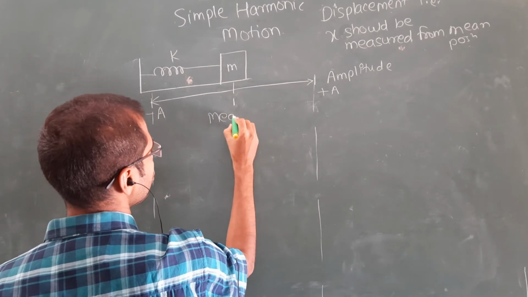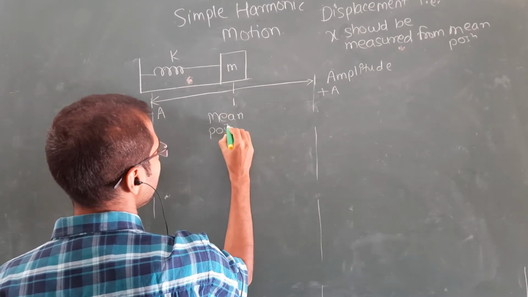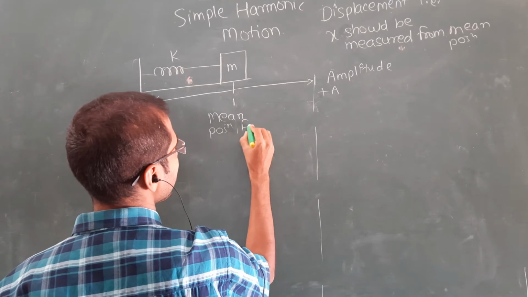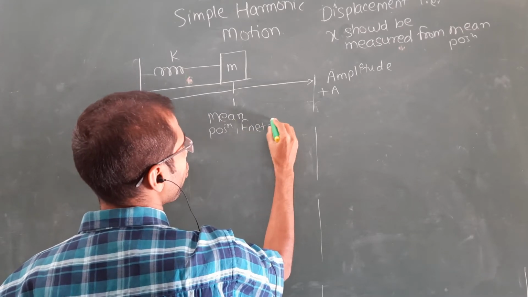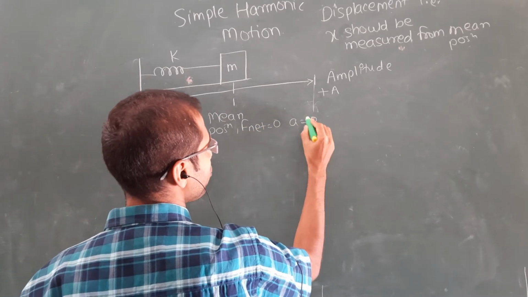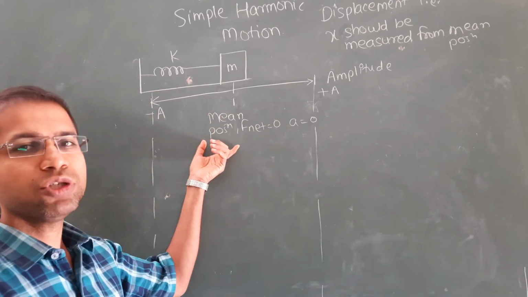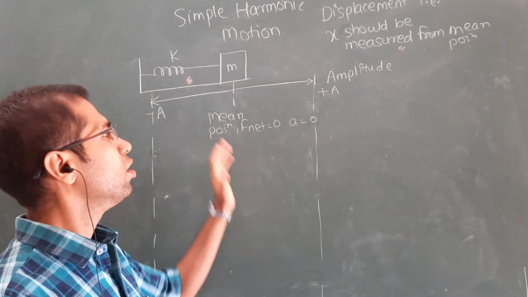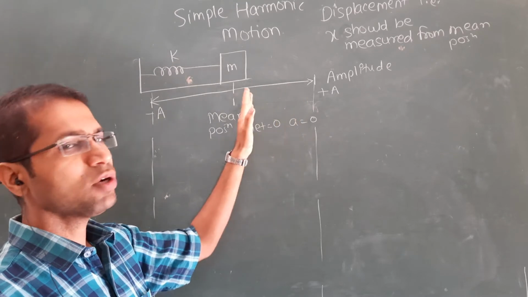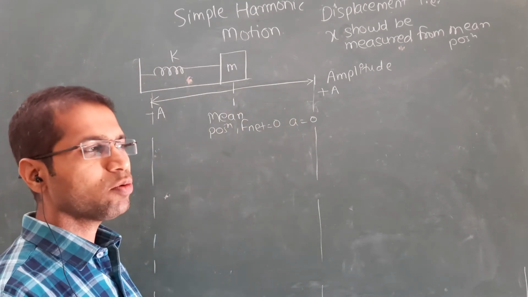This is a mean position or equilibrium position, or I can write F net is equal to 0, or also I can write a is equal to 0. This is a mean position or equilibrium position. Displacement is in the rightward direction, displacement is in the leftward direction.